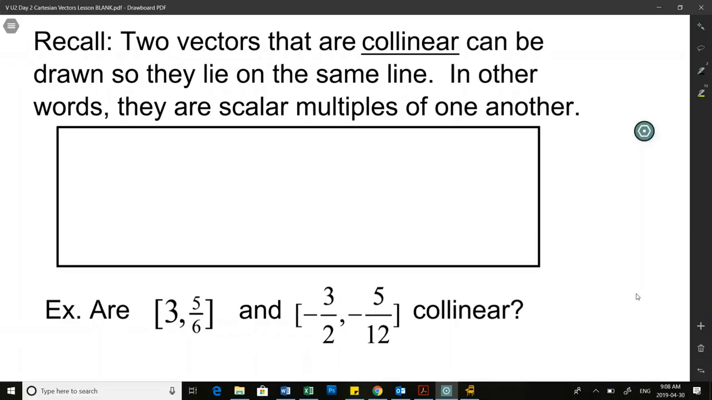So collinear. When two vectors are collinear, we are basically saying that they can be drawn on the same line, or that they lie on the same line. In other words, they have to be scalar multiples of one another. So they're parallel, but they don't necessarily have to be equal in magnitude.